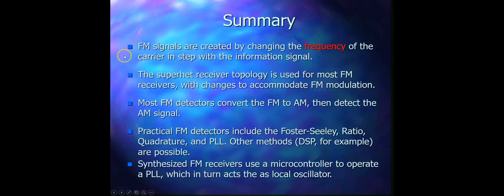Now the summary. I'll quickly go through each of these points, and this summary covers what we have done in today's lecture. FM signals are created by changing the frequency of the carrier in step with the information signal, and that is what frequency modulation is. We learned about the superheterodyne receiver topology, which is used for most FM receivers and changes to accommodate FM modulation. Then we saw FM detectors, which convert the FM to AM, then detect the AM signal. Practical FM detectors include the Foster-Seeley, ratio detector, quadrature, and PLL among the other methods we have seen. And the synthesized FM receiver uses a microcontroller to operate a PLL, which in turn acts as a local oscillator.